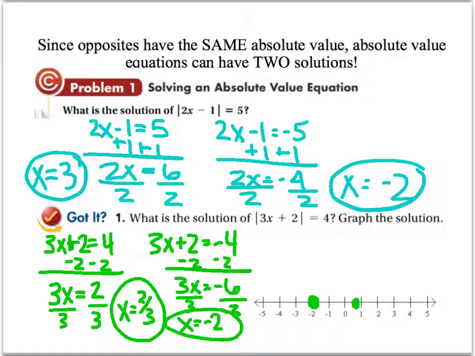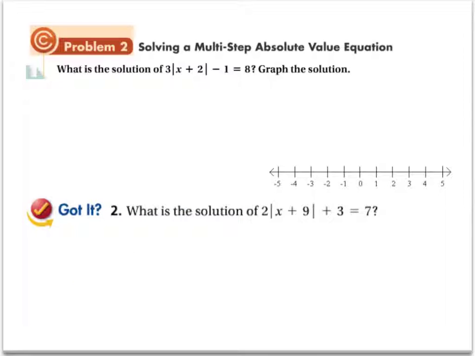So when you have absolute values, you set up two equations. One that's just normal, and then one that's set equal to the opposite. Absolute value equations can be done in multiple steps. For example, here, we need to get the absolute value by itself before we set up our two equations.